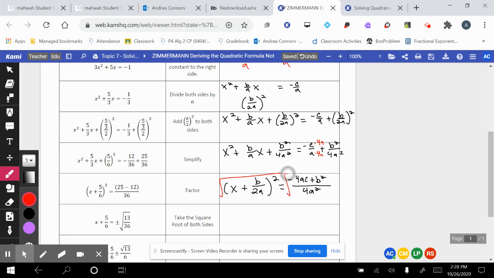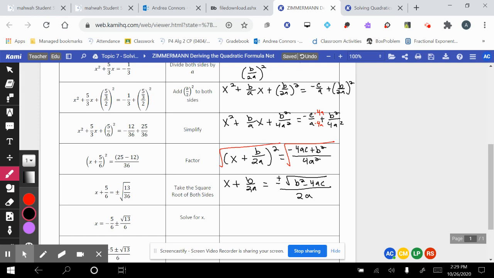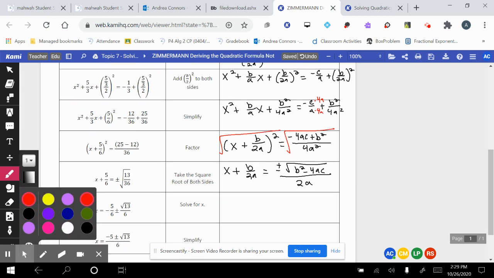Square root both sides, and you get x plus b over 2a is equal to plus or minus the square root of b squared minus 4ac, because I kind of like that order a little bit better, all over the square root of 4 is 2, and the square root of a squared is just a. Then you're going to subtract b over 2a from both sides.